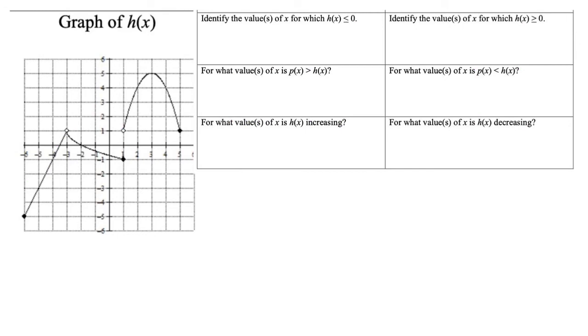Okay, some more questions about it. Identify the values of x where h of x is less than or equal to 0. So we're going to include now -6 to -3.5, union, and now we're including -2 to 1.